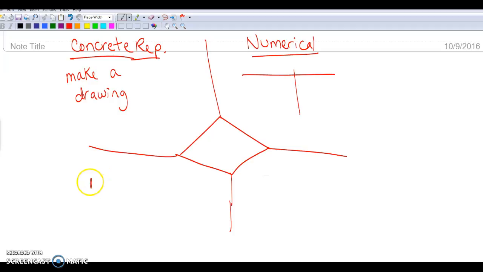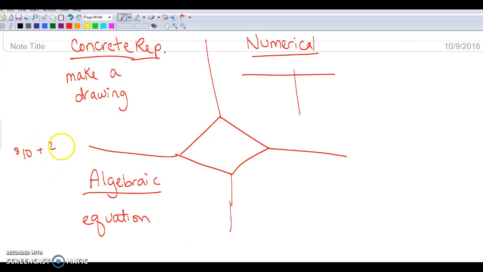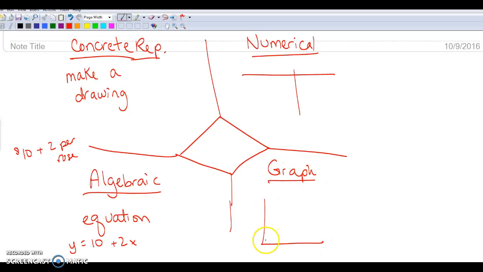Then you're going to see algebraic in the lower left. Algebraic means you're going to come up with an equation. So like y equals, if it was a $10 vase plus $2 per rose, you would end up with y equals 10 plus 2x. $10 plus $2 per rose. Then in the bottom right, you're going to see the graphical representation.